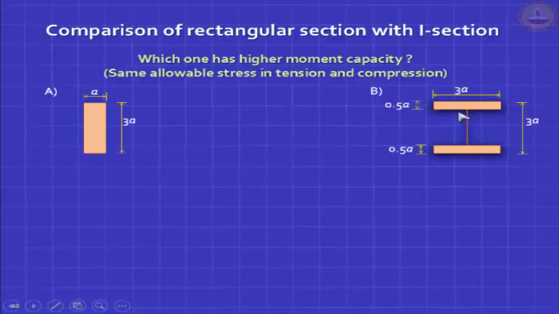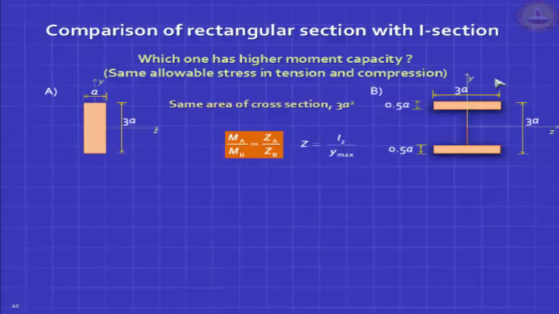Okay, usually these two are called flanges. This is called the web, and the web can be very thin. We'll see later that the flanges resist the moment, like in a truss, and the web resists the shear. So both A and B now have the same total area of cross section, 3A squared. They have the same weight more or less. You're paying the same amount.